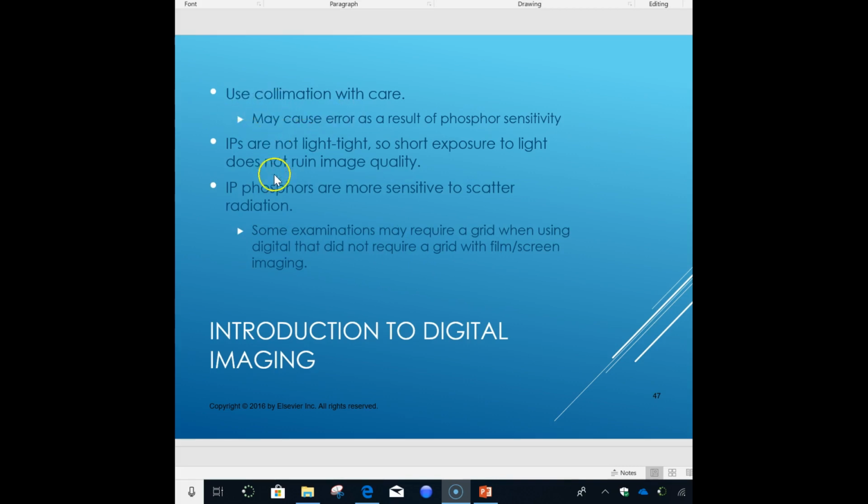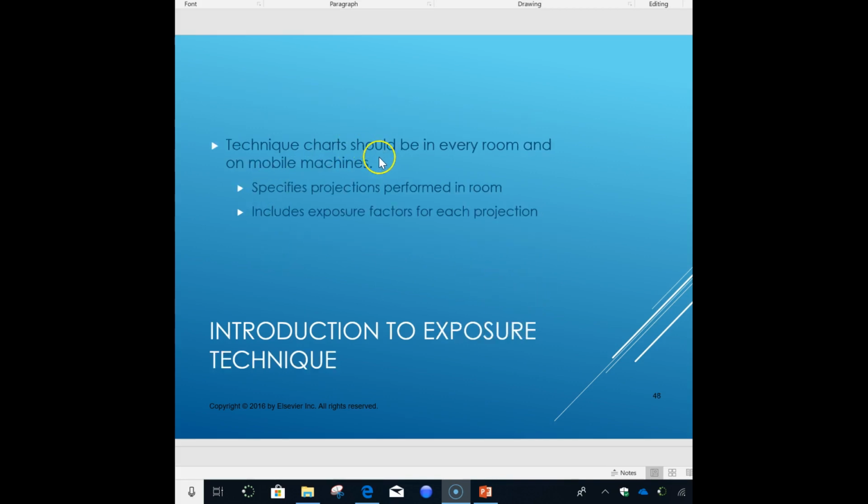Use collimation with care. IPs are not light tight, so short exposures to light do not ruin the image quality. IR phosphors are more sensitive to scatter radiation. Some examinations require a grid when using digital that did not require a grid with film screen. That could be when you're doing a portable chest x-ray. Technique charts are supposed to be posted in every room and on the portables. They tell you by patient size, patient thickness, and body part what the ideal technique should be.